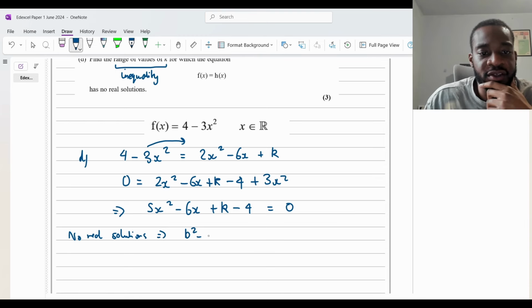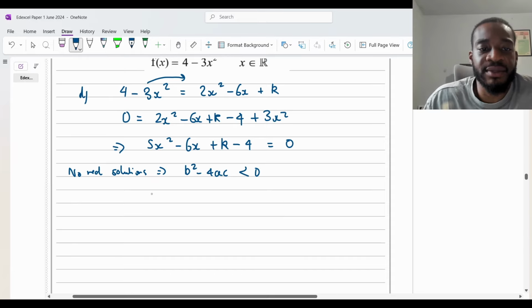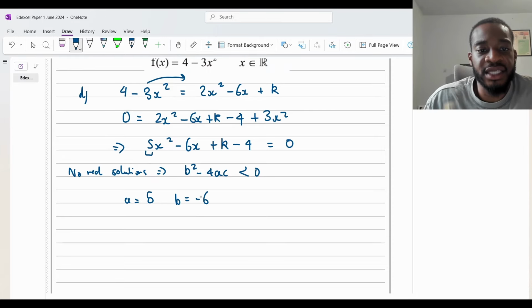no real solutions means that b squared minus 4ac is less than 0. So therefore, let's apply the discriminant. A is going to equal 5, B is going to equal minus 6. Now, C, remember, k is a constant, so k minus 4 is just a constant as well. So C is going to equal k minus 4. So therefore, it's going to be minus 6 all squared, minus 4 lots of 5 times k minus 4, and that's going to be less than 0.